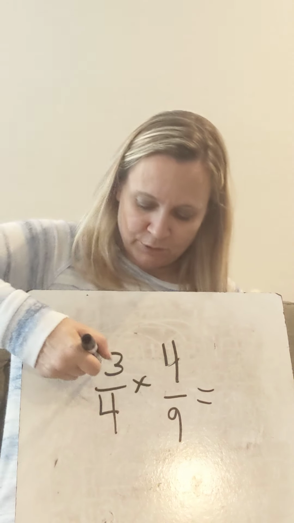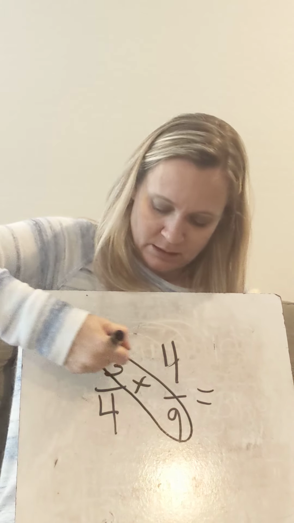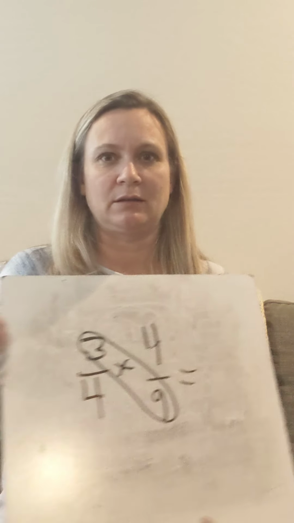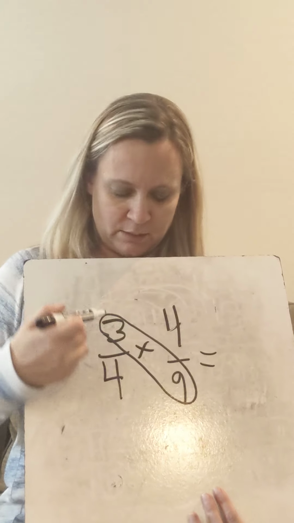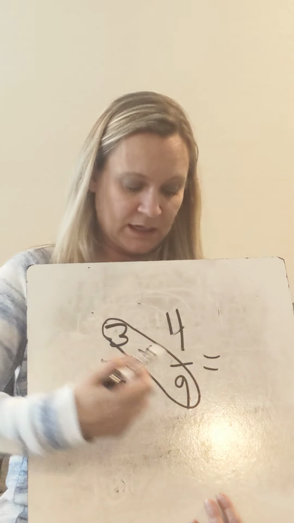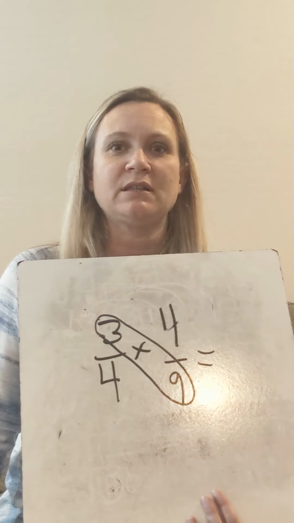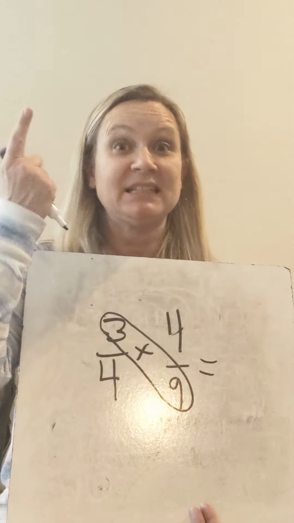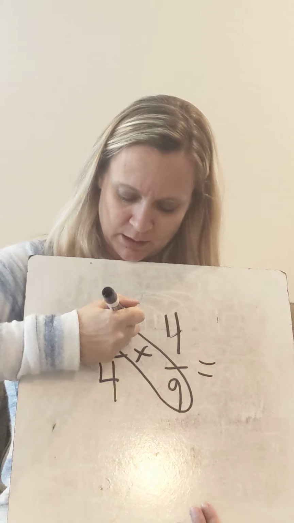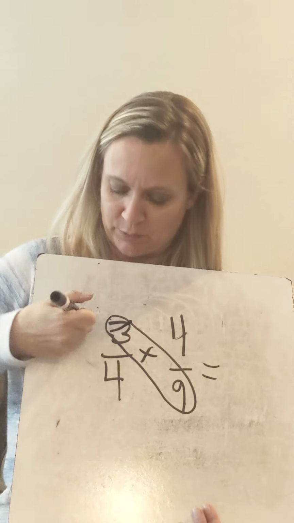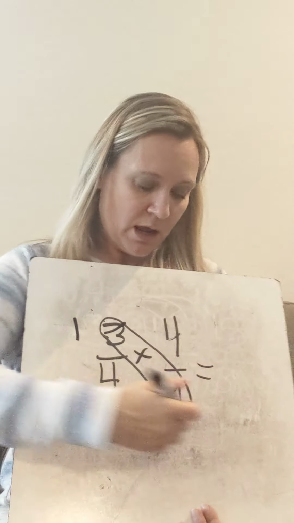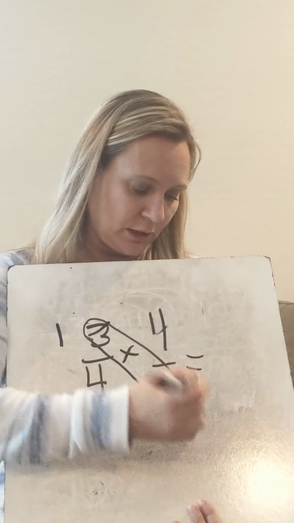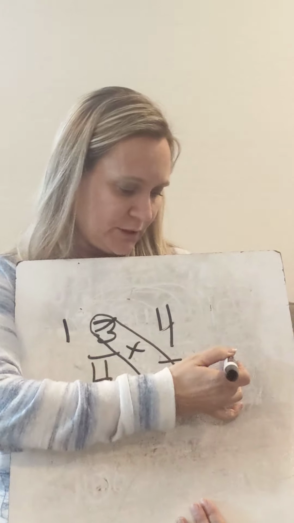And to do that, I'm going to look at the numbers across from each other. Hence the name, cross-canceling. So if I look at the numbers across from each other, I see that I have a 3 and a 9. So I'm going to think, what's a factor that 3 and 9 share? It's 3, right? Because I can divide 3 into 3. 3 divided by 3 is 1. And I can divide 9 into 3 because 9 divided by 3 is 3.